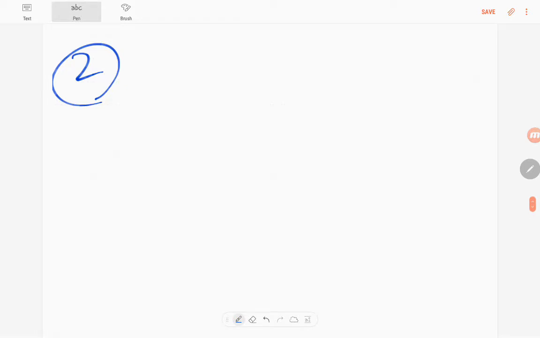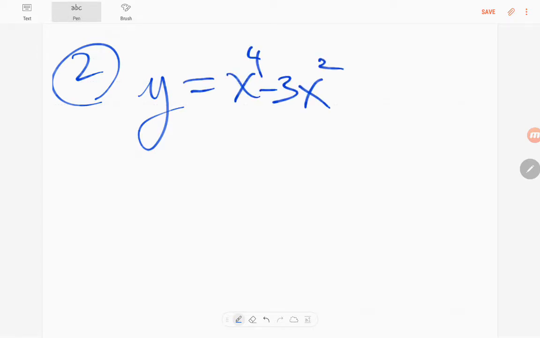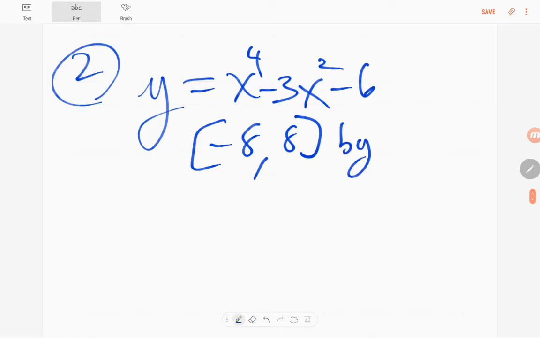Alright, this one says graph the following function. And they give us a viewing window also. This one is supposed to go from negative 8 to plus 8 on the x-axis and from negative 20 to 10 on the y-axis. So let me go ahead and enter that into my calculator, and I'll give you a rough sketch.